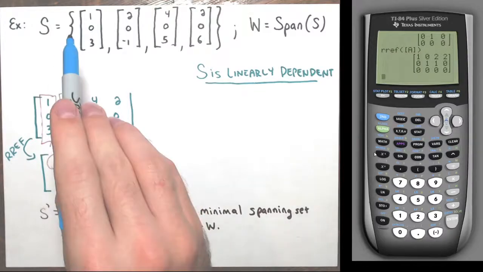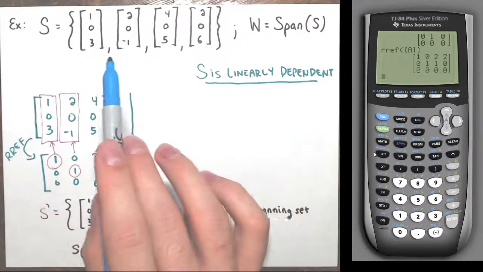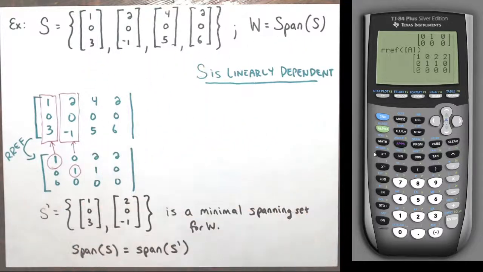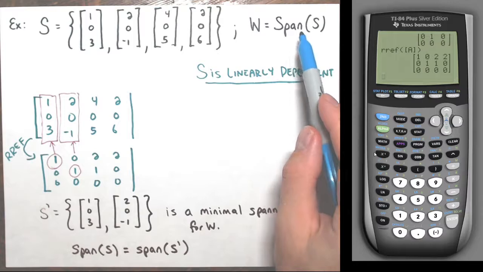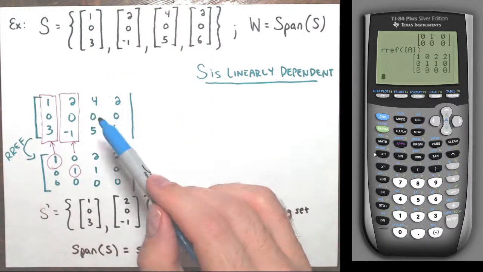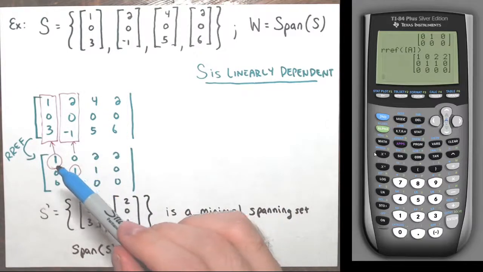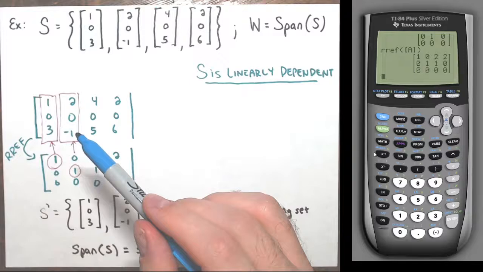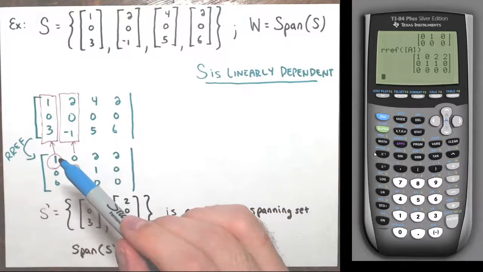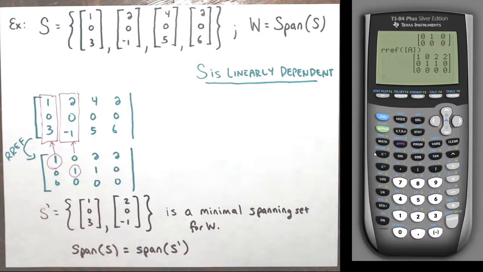If you're given a set of vectors and the span of that set of vectors, to determine a minimal spanning set for the span, just make a coefficient matrix with those vectors in columns, put it in reduced row echelon form, and then the pivot columns go back to the original matrix. The pivot columns in reduced row echelon form will correspond to the vectors of S that form an independent set, and thus a minimal spanning set for the span of S.